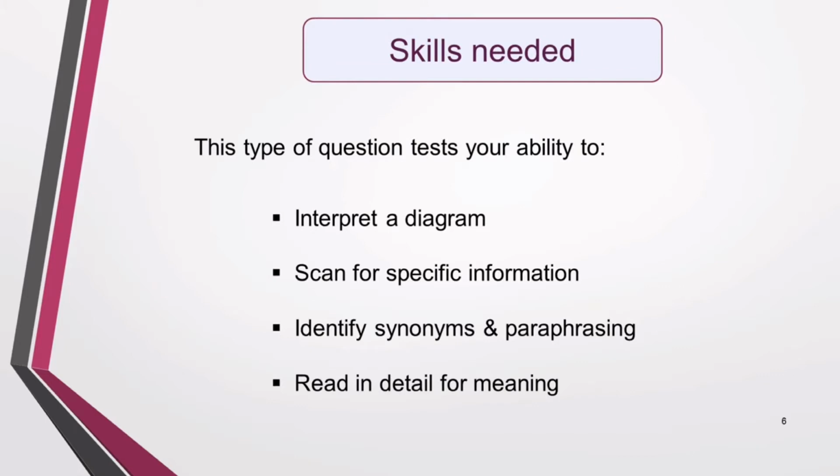This type of question is designed to test your ability to do several different things: to interpret a diagram, scan for specific information, identify synonyms and paraphrasing, and read in detail for meaning. All but the first skill, interpreting a diagram, are skills you'll use in most of the other types of reading questions. If you need help to develop them, you'll find tips and lessons on my website IELTSjackie.com and in other videos on my YouTube channel. There's a link to the website in the notes below this video.